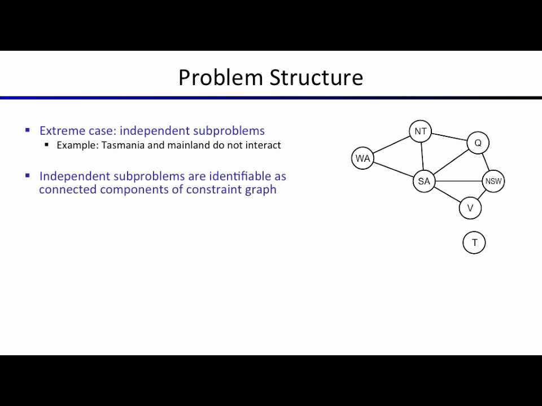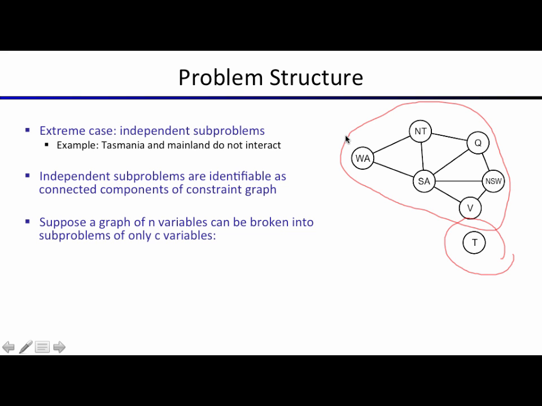The constraint graph had nodes, and then we had edges between the nodes if those two variables had a constraint between them. And the extreme case of structure, the nicest case, is when we actually have these subproblems that are totally independent, like Tasmania here, right? So Tasmania doesn't have any constraints with anyone. It's its own connected component, and that's really cool because we can just assign it whatever we want, right? So we don't have to treat it in combination with the other ones. We can just solve it separately and then solve the other ones, the rest of the graph over here, separately from that.